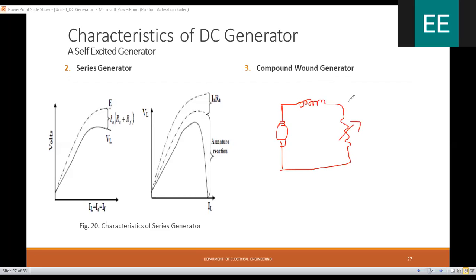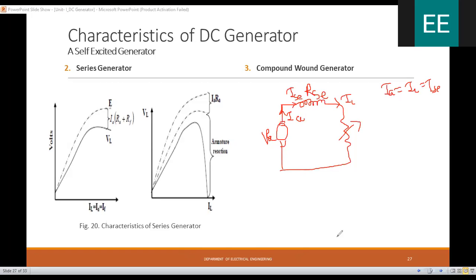Now in case of this type of generator, the series generator, this is the series field winding having a resistance RSE, and the armature having a resistance RA. In case of series generator, the armature current IA is equal to the series field current ISE, which is equal to the load current IL. That means all the current will be the same. That is IA equals IL equals ISE. Current काय असेल? Same असेल.